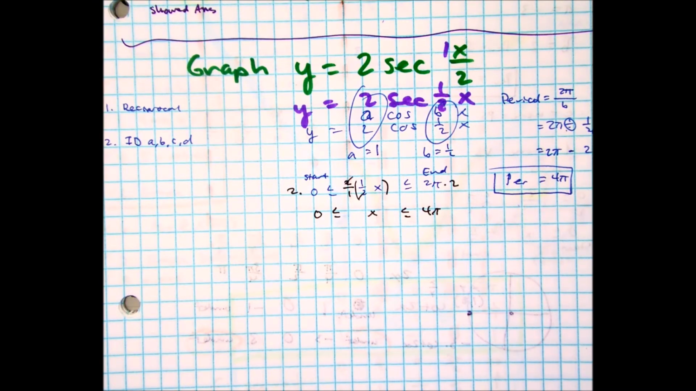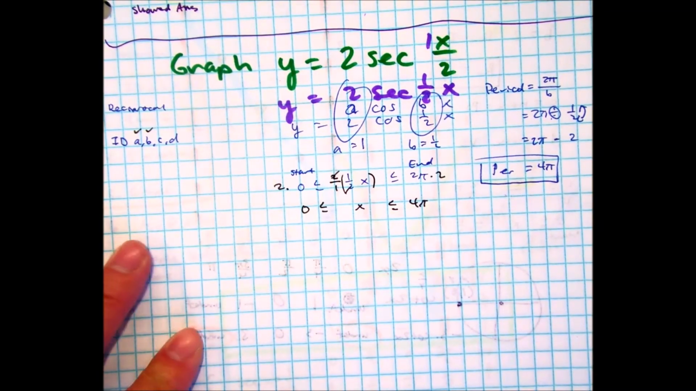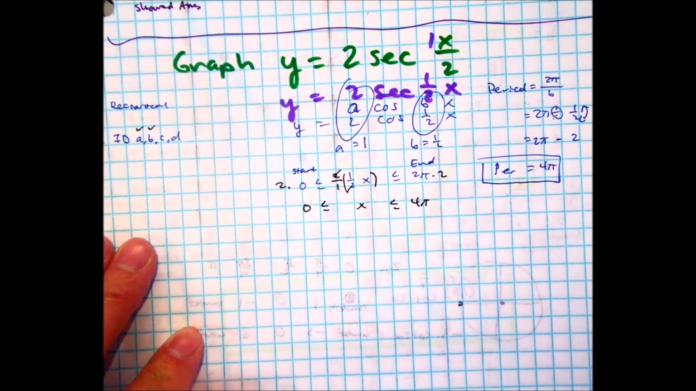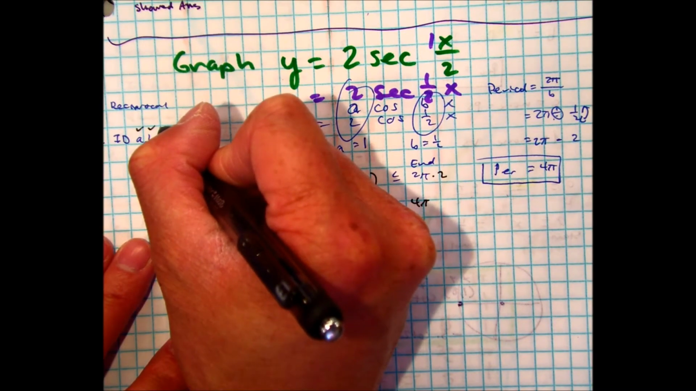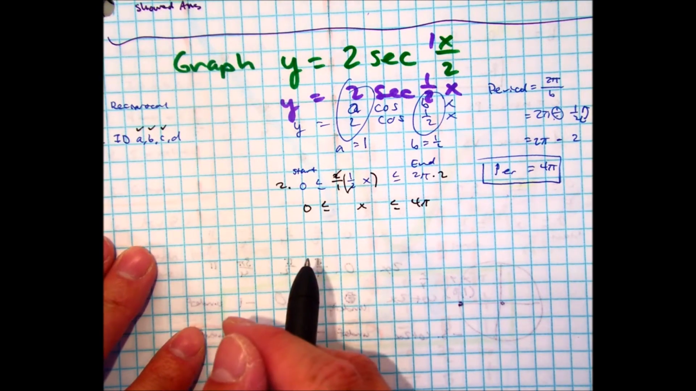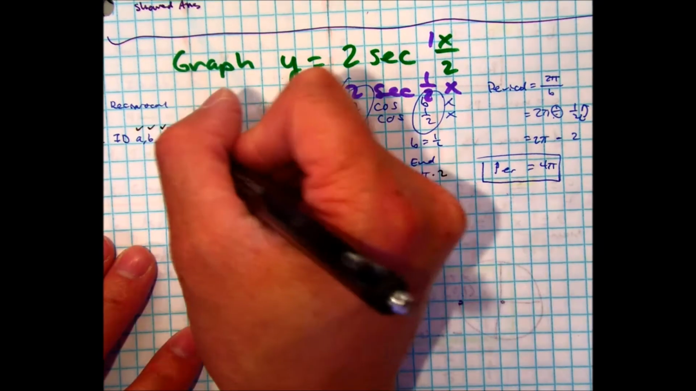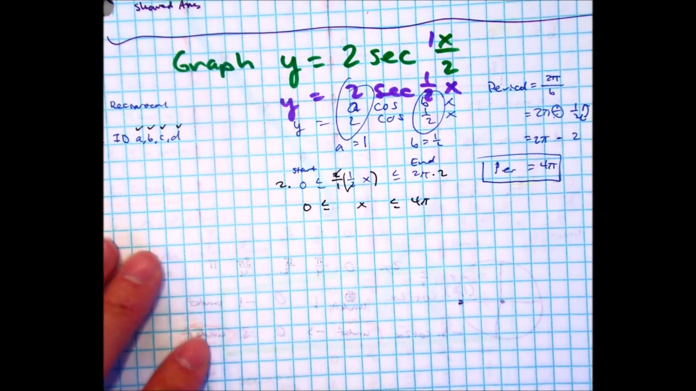Mark, is there a C value? No, there's no parentheses. So no parentheses tells us there's no what type of shift? No phase shift. How about your D value? There isn't a D value. And that tells us what? No vertical shift.